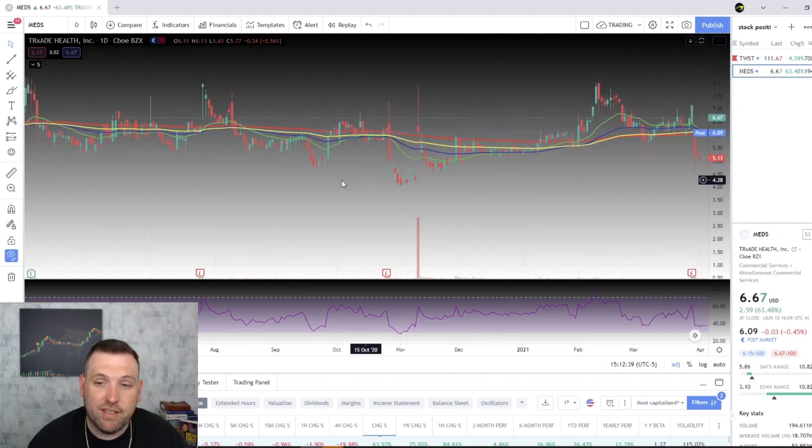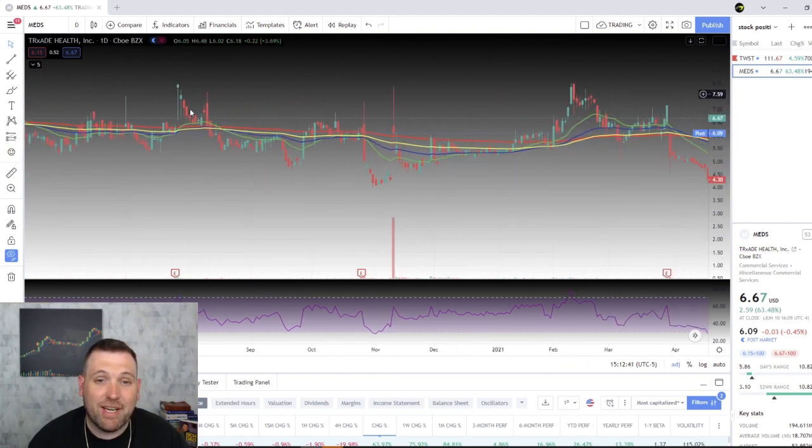So that's why I use them as support and resistance. I don't have to draw a bunch of lines on my chart. These are going to show me a lot of those areas.